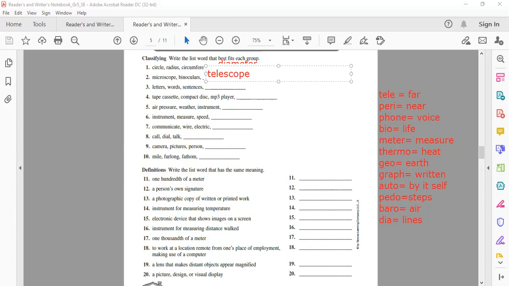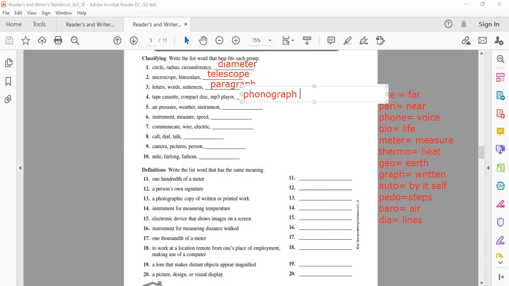Number three. Who can do number three? Jenna, go ahead. Okay, letters, words, sentences, paragraph. Paragraph, excellent, my girl. Very good. Number four, tape, cassette, compact disc, MP3 player. Something like CD that will give you sound. Phono? Yeah, it looks like it, but not the name. Phonography or phonograph. Phonograph, excellent.